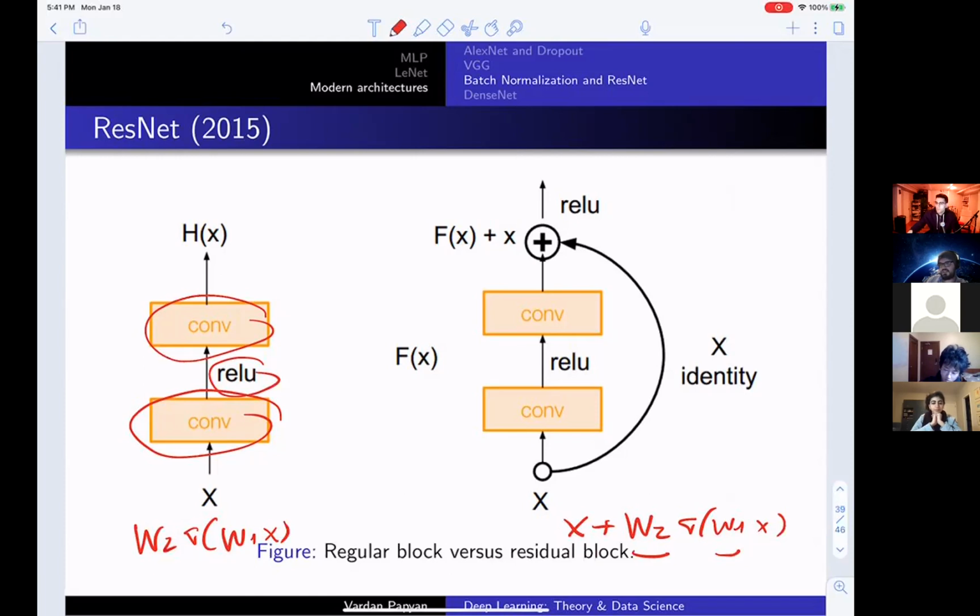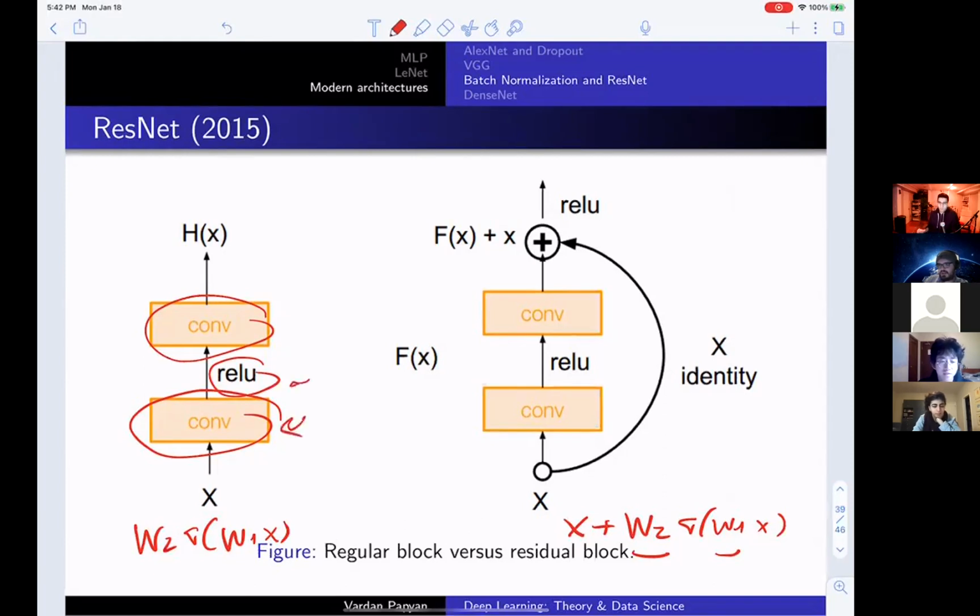So is the definition of a skip connection clear? Does anyone have any questions about the skip connection? A question. What is the delta thing? The delta thing. Which triangle. Triangle. Oh, you mean the sigma. Oh, the sigma. That's the ReLU nonlinearity. Oh, I see.